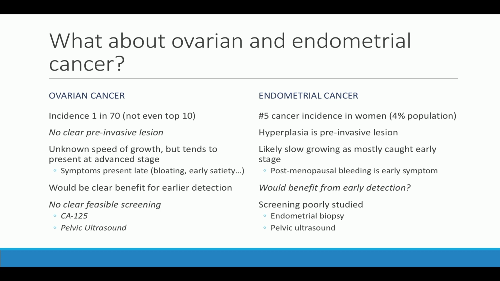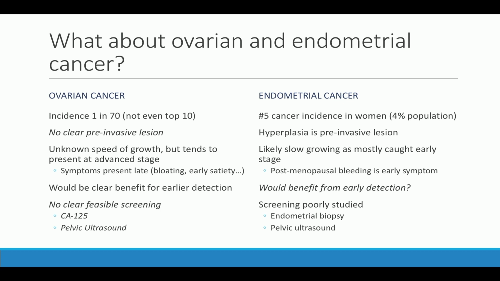It's an early symptom. So the question is really, does it benefit from early detection? If we're already catching women and curing them because they're coming in with early stage disease due to bleeding, would screening them even change anything? Would it really make a difference? We're already catching these women at stage one and curing them. So perhaps screening them for that wouldn't make a huge difference in their clinical outcomes. Screening for this, unfortunately, has been poorly studied.